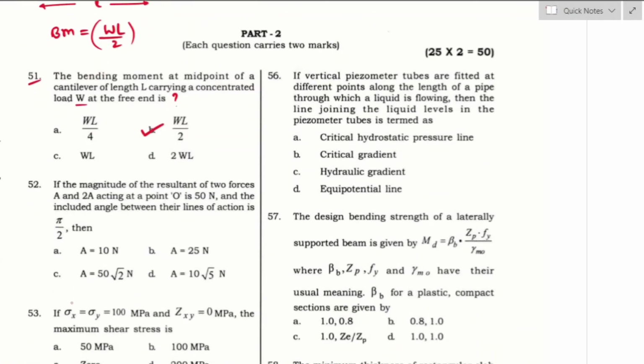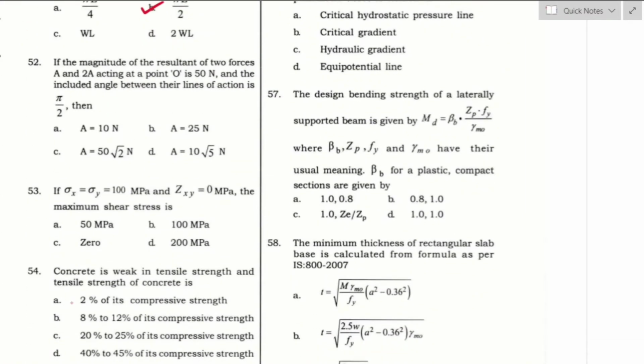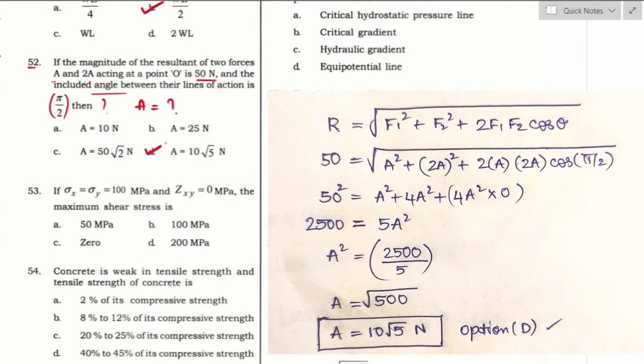Question number 52. If the magnitude of the resultant of two forces A and 2A acting at a point O is 50 Newton and the included angle between their lines of action is pi by 2, then we have to find the force A. The right answer is option D, 10 into root 5 Newton. The calculation is as follows.